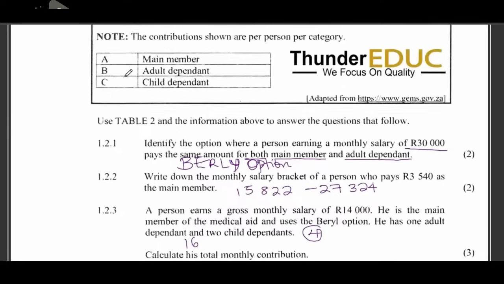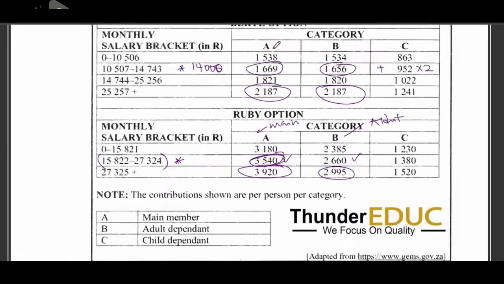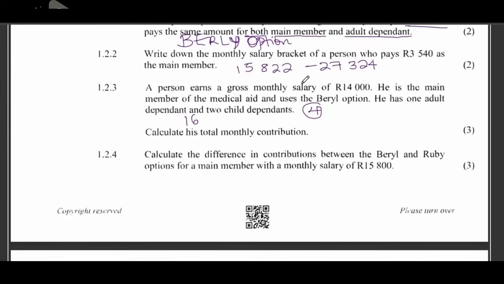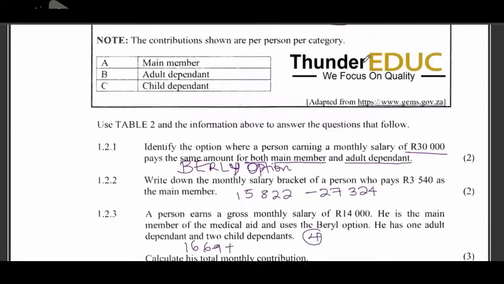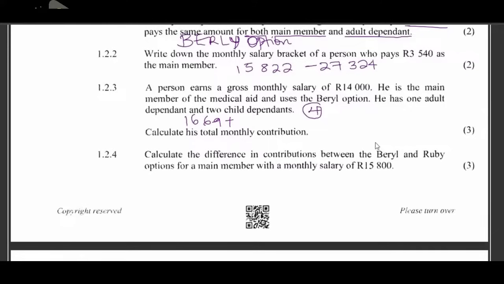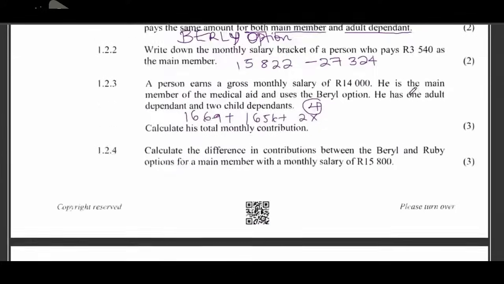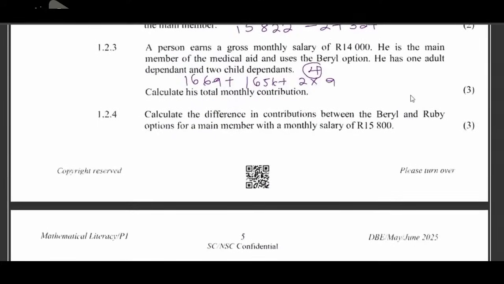1,690, sorry, 1,669, 1,669 plus the adult dependent, 1,656, 1,656 plus the 2 children, which each child will take 952. I was checking. This is not supposed to be there.